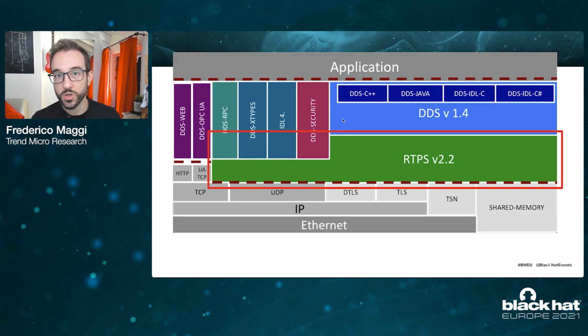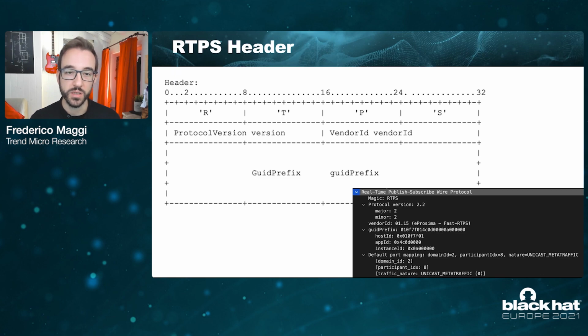So we decided to start from the foundation layer of the whole DDS ecosystem, which is called RTPS, not to be confused with RTSP, which is the popular streaming protocol. RTPS stands for real-time publish subscribe protocol and tells you immediately what the nature of the protocol is. The frame starts with a magic number that is the actual protocol name, so the 4 letters RTPS. Then there is the protocol version, and then there is the vendor ID.